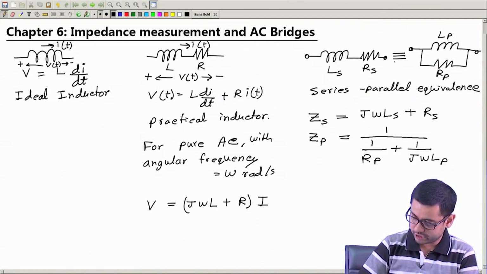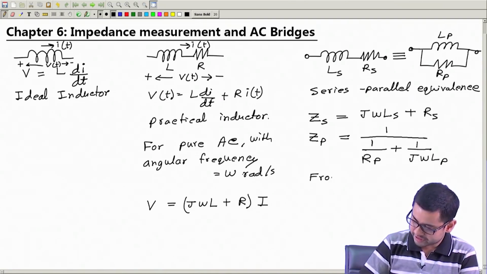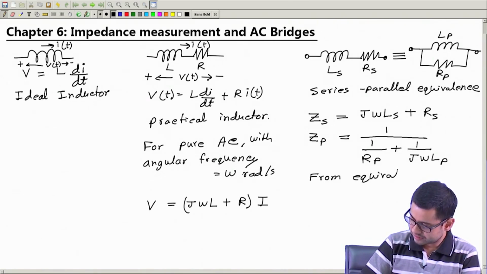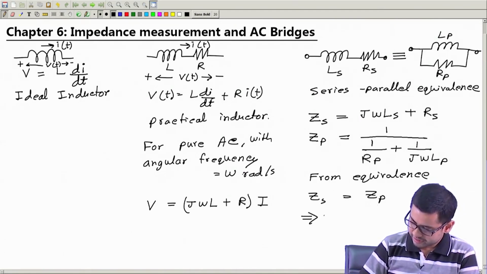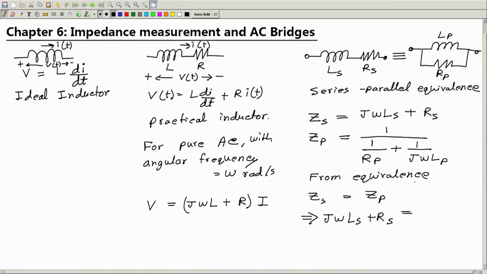If these two circuits are equivalent, so from equivalence we can write that ZS should be equal to ZP, which implies J omega LS plus RS should be equal to ZP. Now, in place of ZP we can simplify this and write J omega LP by RP plus J omega LP. So, if you simplify this, you will get this.